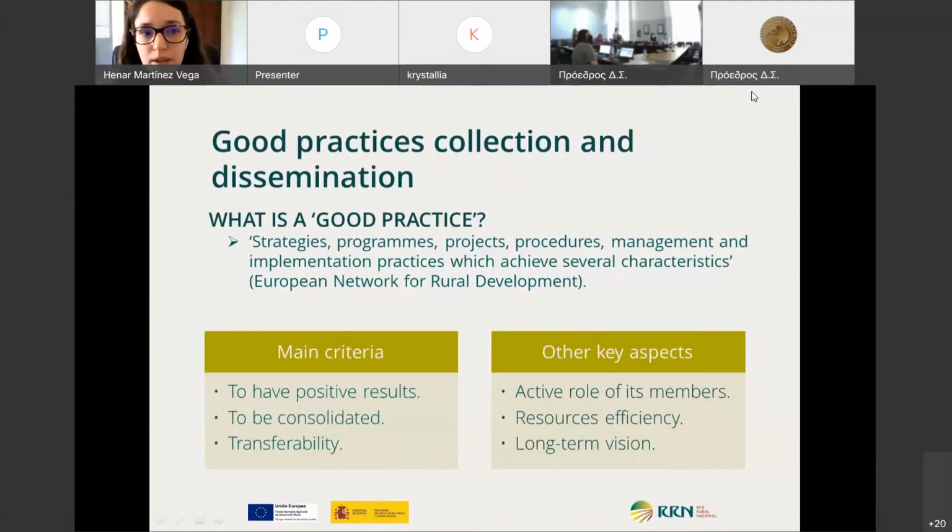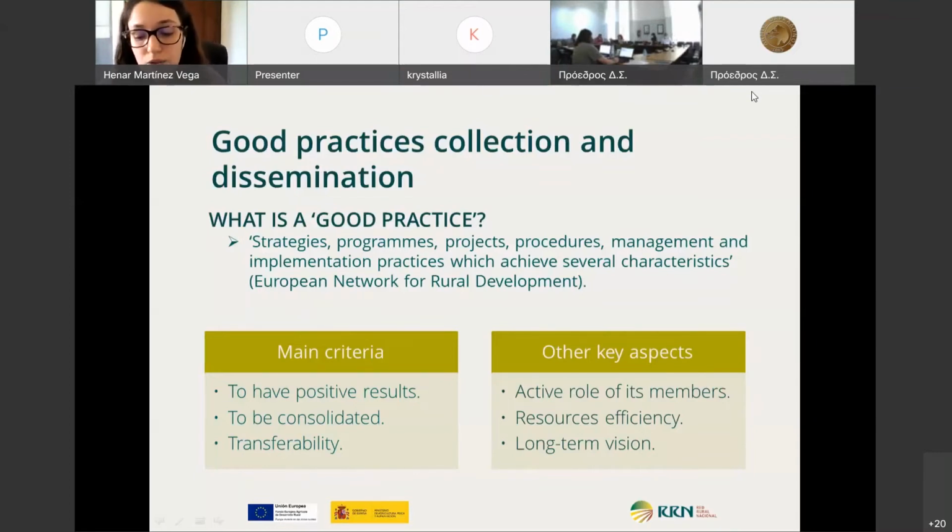So finally, I would like to talk about the good practices collection and dissemination. We call a good practice all these strategies, programs, projects, procedures, management, and implementation practices which achieve several characteristics, like the ones I'm showing on the screen. Our main criteria is that a good practice needs to have positive results, like, for example, having created jobs or maybe some environmental impacts that are good for the rural areas.